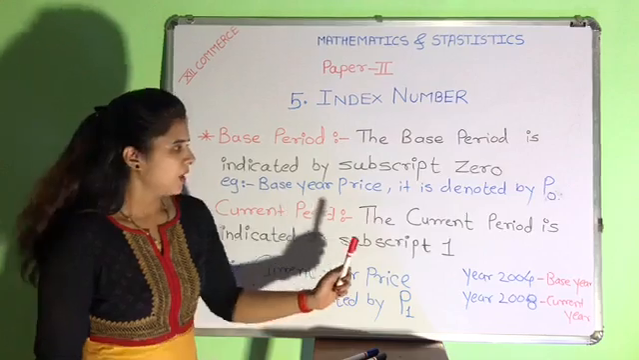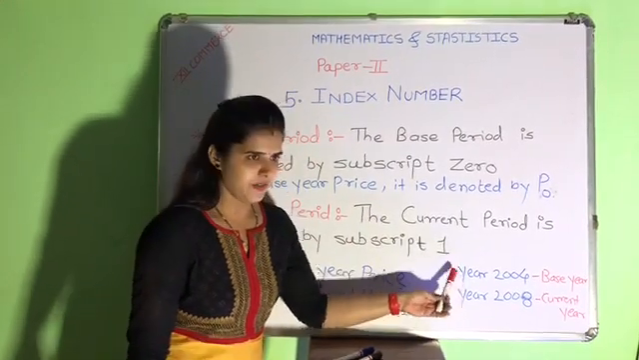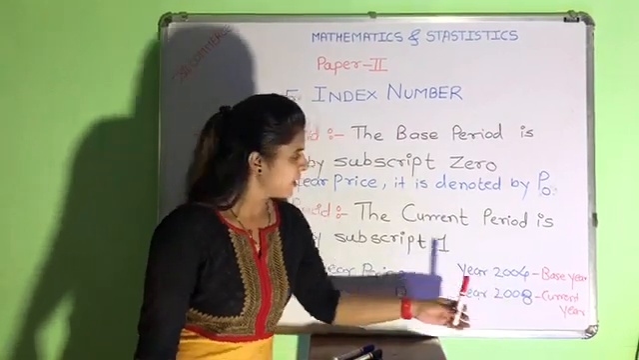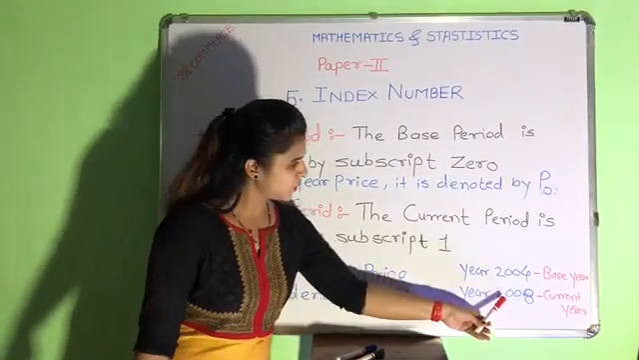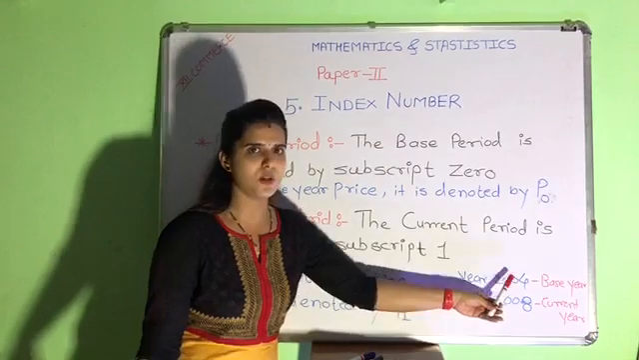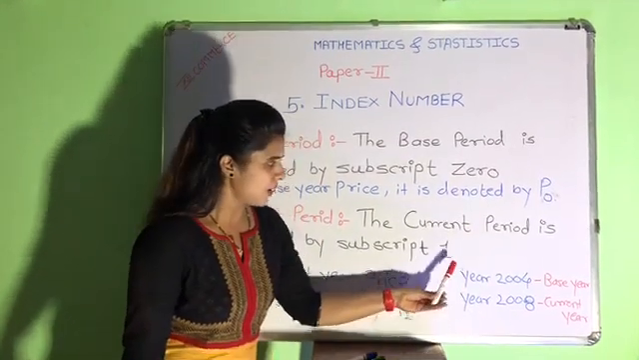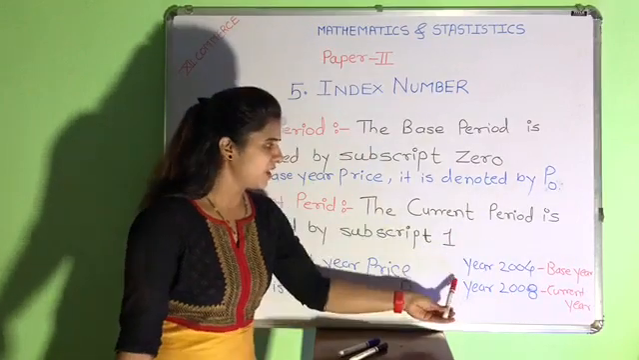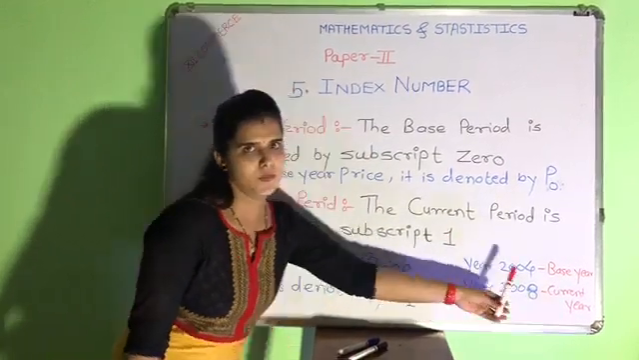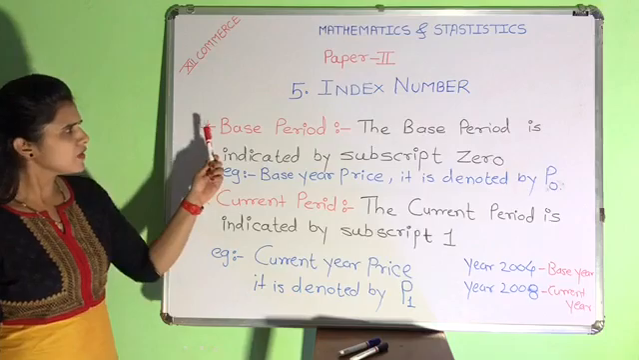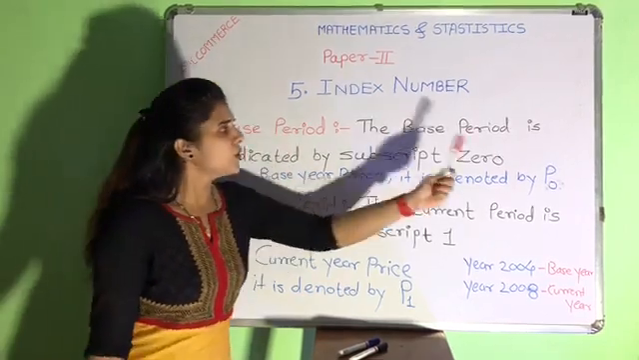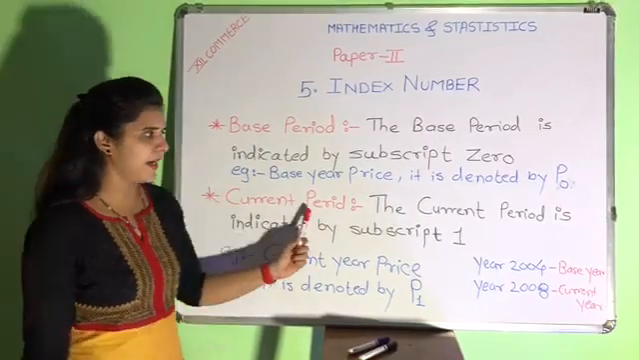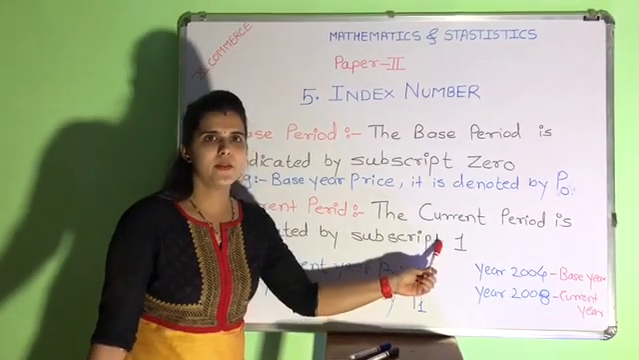So here 2 years are given, year 2004, year 2008. So this is current year 2008 and 2004 is a base year. So in this example, 2004 is base year and 2008 is current year. So in short, for base period, use the notation subscript 0, and for current period, use the notation subscript 1.